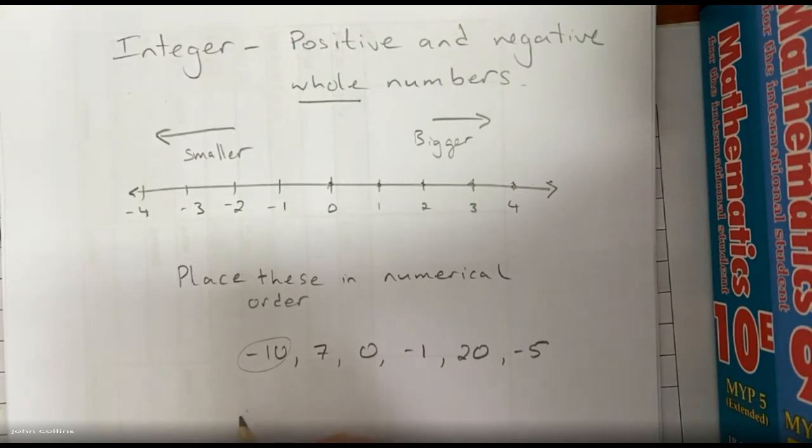So -10 is the smallest, then -5, getting closer to 0 here. -1, as we can see, is here. 0 lies right in the middle. Then the next biggest is going to be 7, which is in this direction. And then we have 20.